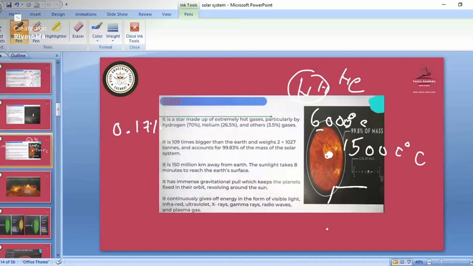It continuously gives off energy in the form of visible light. Inside the sun, hydrogen atoms are joining, and due to that fusion we have a large amount of energy. They are emitting a large amount of energy in the form of light, infrared, ultraviolet, X-rays, gamma rays, radio waves, and plasma gas. All this about light, infrared, and ultraviolet rays you will study in physics also, and if we have time, we'll study it in this class also.